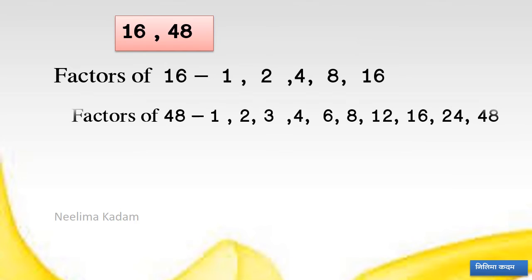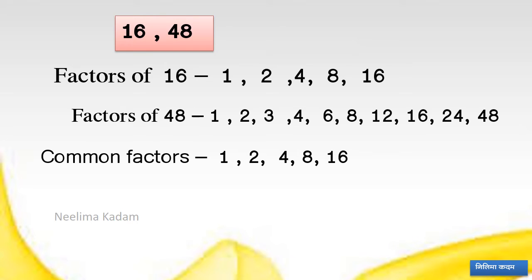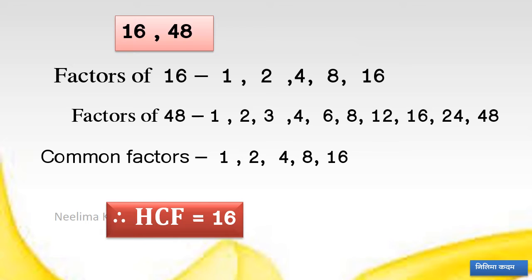Factors of 48? Just now we have done it. So these are the factors of 48. Now the common factors: 1, 2, 4, 8 and 16. Okay. Now HCF. So what is HCF? Highest common factor. So which is the highest one of this? 16, and therefore 16 is the HCF of 16 and 48. Okay.